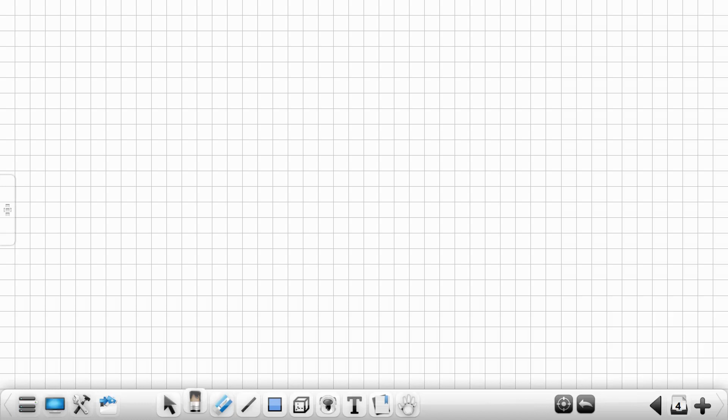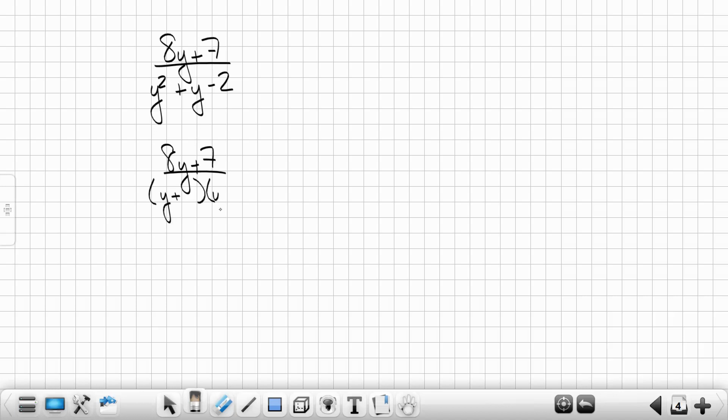We're going to decompose 8y plus 7 over y squared plus y minus 2. Okay. So really quick, guys, let's factor that bottom. Lucas, can you factor that bottom for me? Y plus 2, y minus 1.